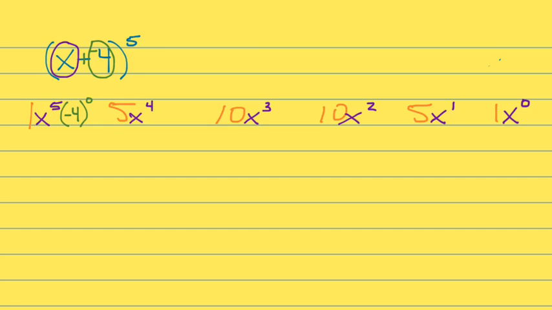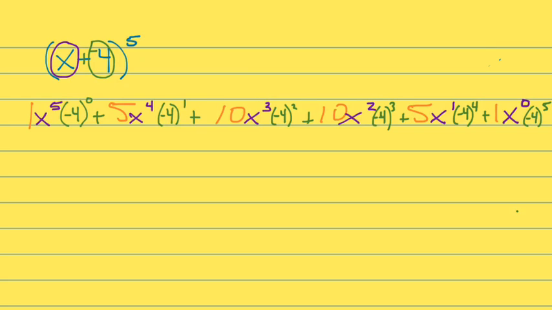So negative 4 to the 0, negative 4 to the first, negative 4 to the second, negative 4 to the third, negative 4 to the fourth, and negative 4 to the fifth. All right. And then we're just going to put plus signs in between all of these. And then, yes, there is more. Then we simply simplify each term and then determine our answer.